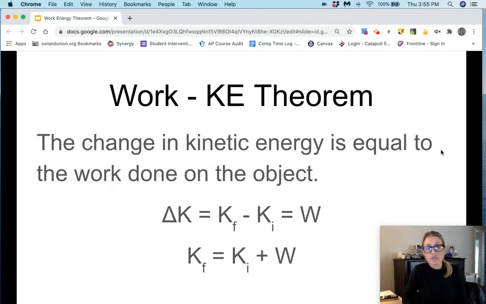And then if we solve for final kinetic energy, what we get is initial kinetic energy plus the work done. So again, we can see if we have a positive work on the object, we're going to increase in kinetic energy. If we have negative work done, we will decrease in kinetic energy.